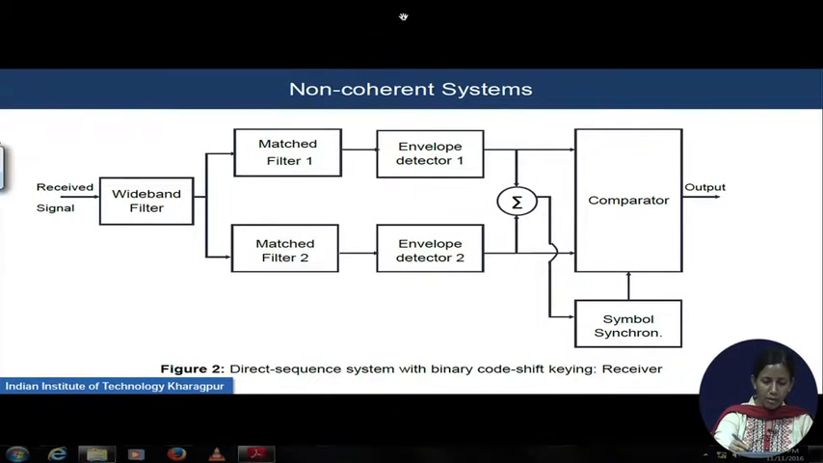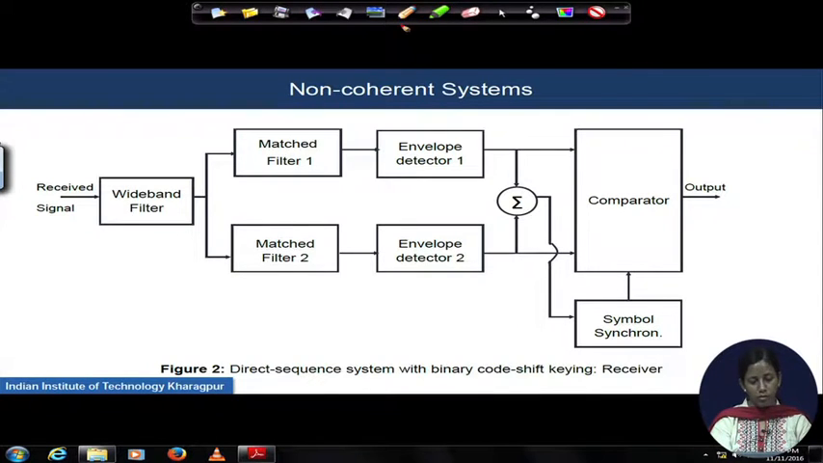See, in the receiver, I understand that the signal is transmitted at a particular time moment, either I transmitted 1 or I transmitted 0 with the proper choice of the code associated with them.